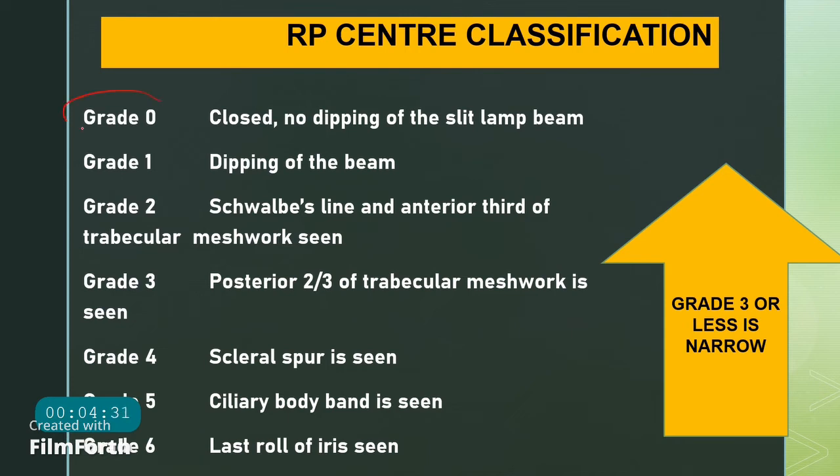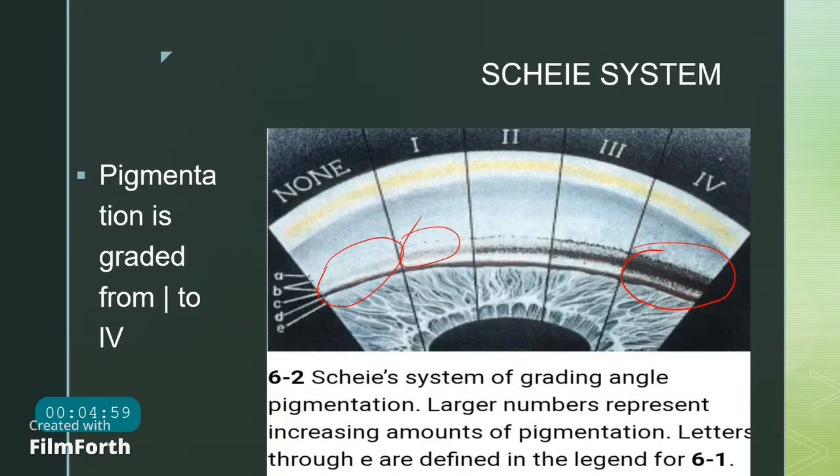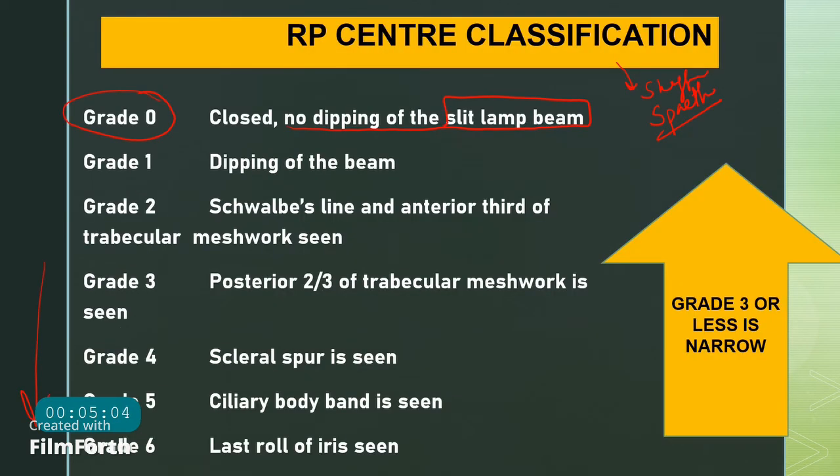So grade 0 means it is a closed angle in which there is no dipping of the slit lamp beam. Now here let me tell you that the RP Center is also similar to Schaffer's, and it is also similar to the Spaeth's classification. Why am I telling you it is similar? Because here also the open angles are given the greater number. This is in difference to the Scheie's classification, in which it was totally opposite. In Scheie's classification, the greater number, grade 4, means that the angle is closed. But in all the other classifications, the greater numbers mean that the angle is open.